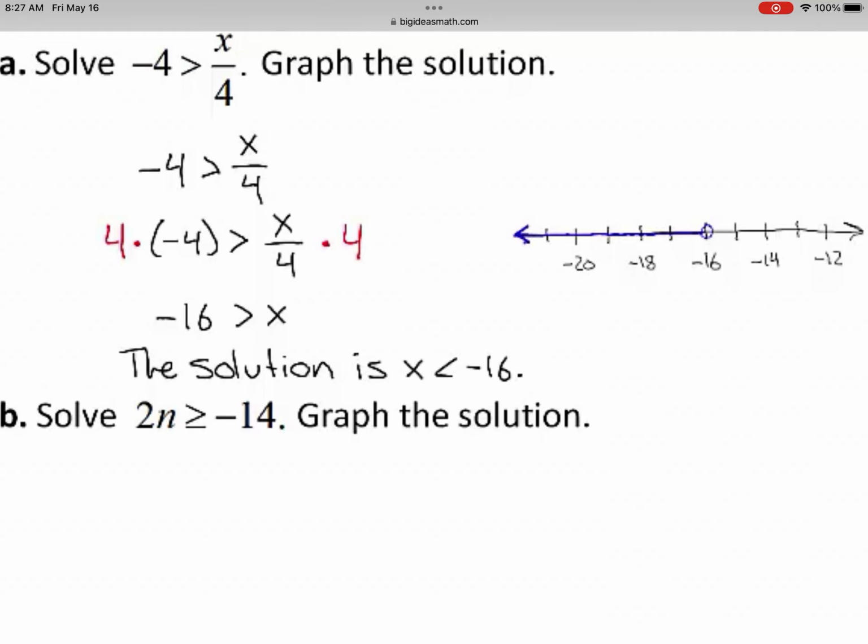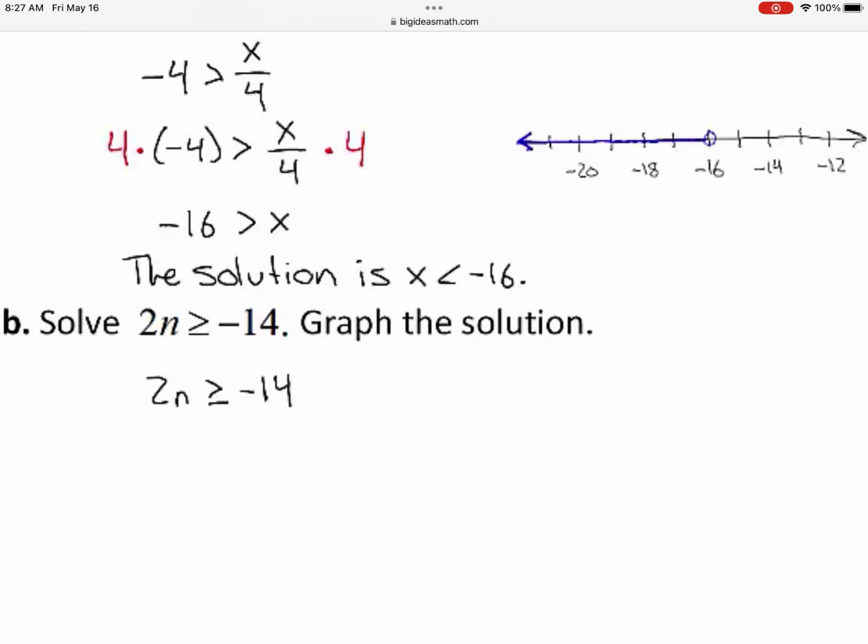Part B. Solve 2n is greater than or equal to negative 14. Graph the solution. First write the inequality. 2n is greater than or equal to negative 14. Next use the division property of inequality. Divide each side of the inequality by 2.